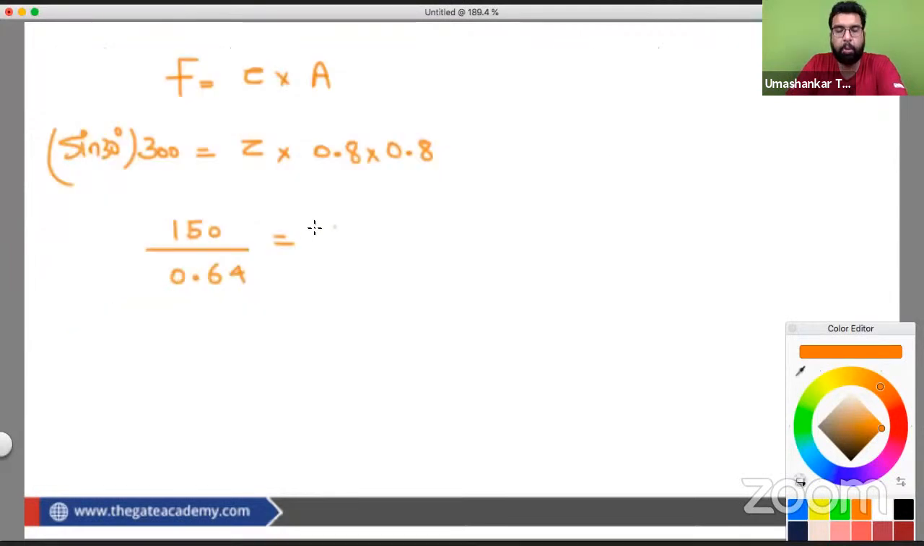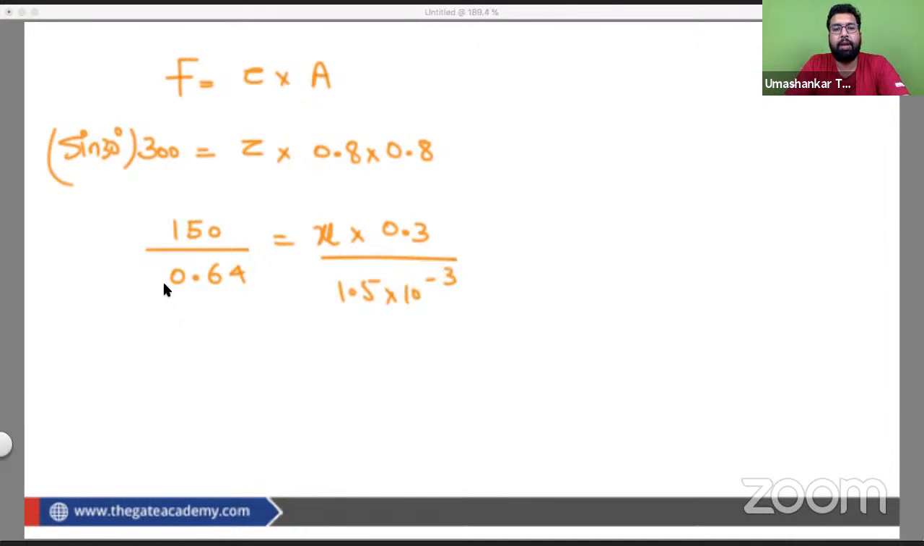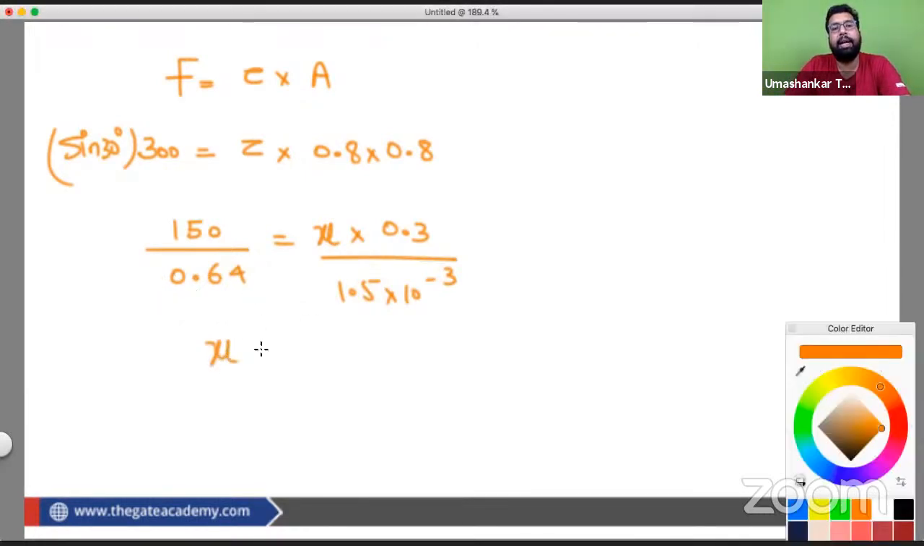Tau is mu du by dy. So we have mu here, the velocity is 0.3, and we have this gap 1.5 into 10 to the power minus 3. So here we will be getting mu is equal to 1.17. I hope all of us can solve it now. Newton second per meter square.